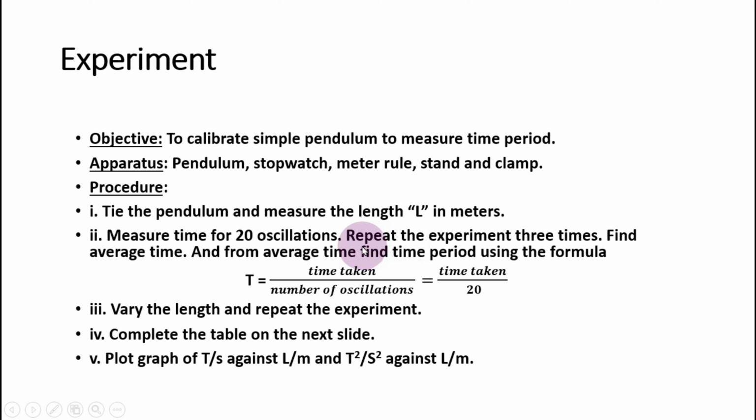Then stop the pendulum and repeat the procedure and note down the time again, so 3 times. Then take the average of those 3 numbers, then find out the time period, the time taken divided by the number of oscillations. We know that the number of oscillations is 20, so time taken divided by 20. Now vary the length, increase or decrease the length and repeat this procedure, and again note down the time period. Complete the table on the next slide, and then we are going to plot the graph.